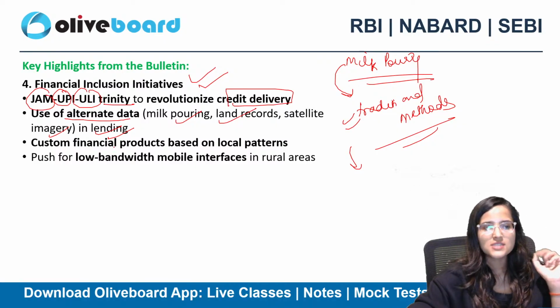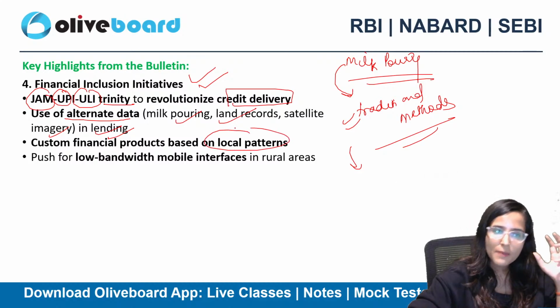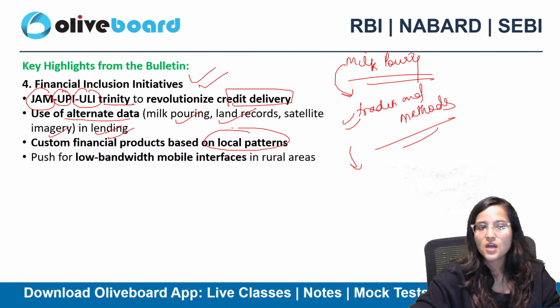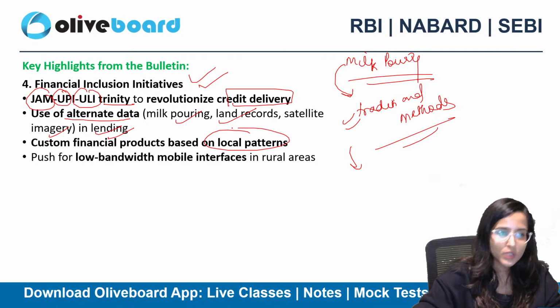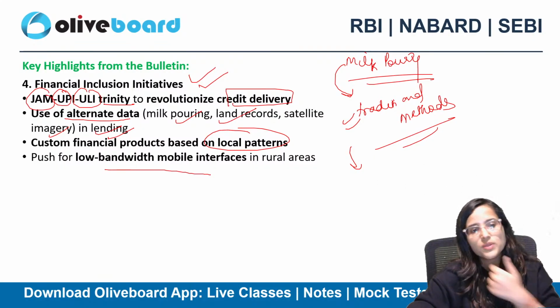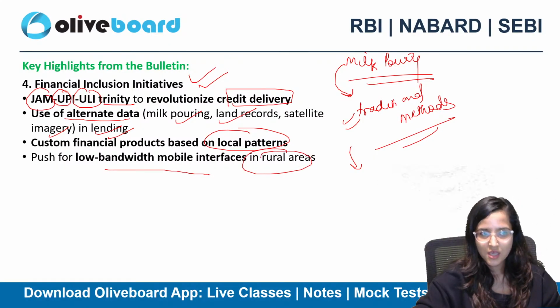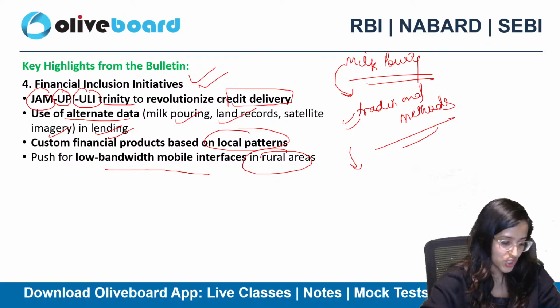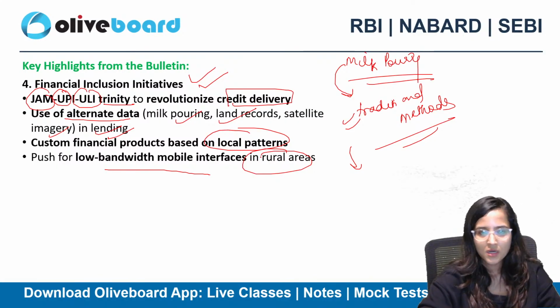Fine. So, custom financial products based on local patterns. We are following customized financial products based on the local areas. We're focusing on low bandwidth. We are pushing for low bandwidth mobile interfaces in the rural areas. So these are certain financial inclusion initiatives which have been taken up by the government, or by RBI over here.